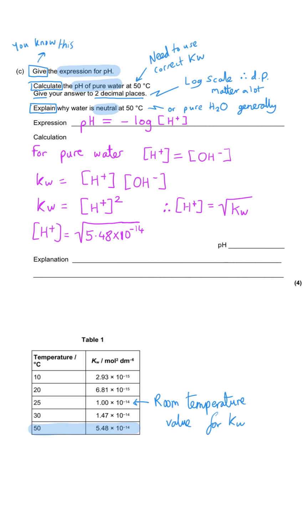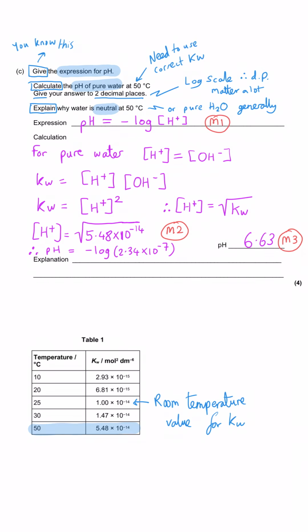And so we need to take the square root of 5.48 times 10 to the minus 14. That gives us the H plus concentration, and then the pH is going to be the negative log of this value, which gives us 6.63 to 2 decimal places.